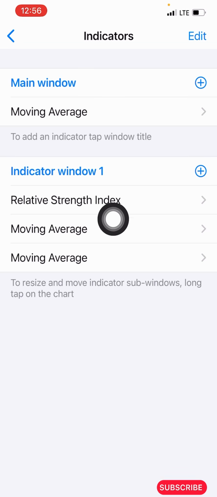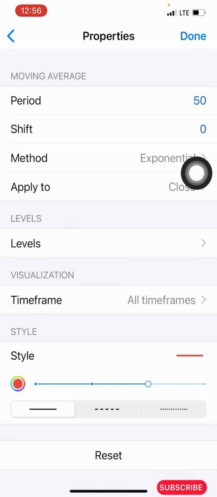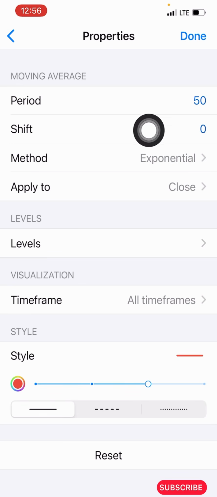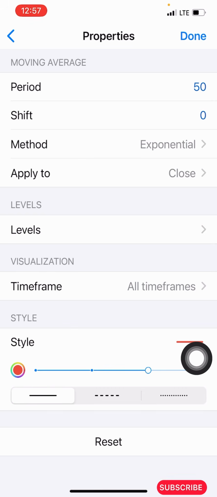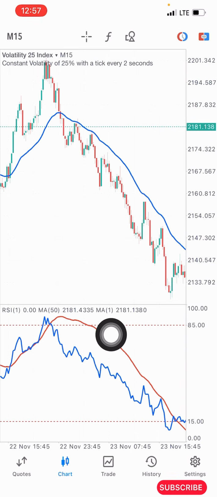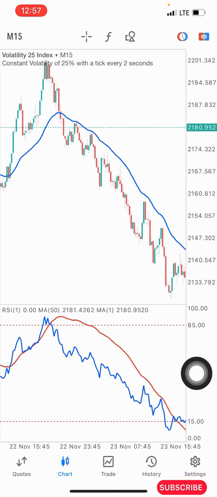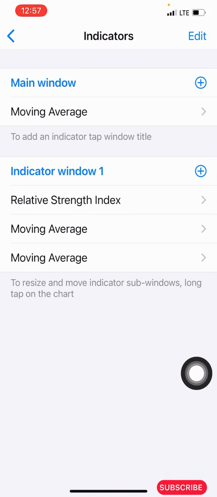The next indicator we have here is still a moving average. So you are going to be clicking on this second plus icon, the indicator window 1 plus icon, then you search for your moving average. You make the period 50, the shift is 0, method is exponential, apply to is close. All right, the level you leave it as it is, time frame all time frame. The style you make it color red, 3 pixel, and you click on done. All right, so once you add that, you are going to have this red moving average on your indicator window.